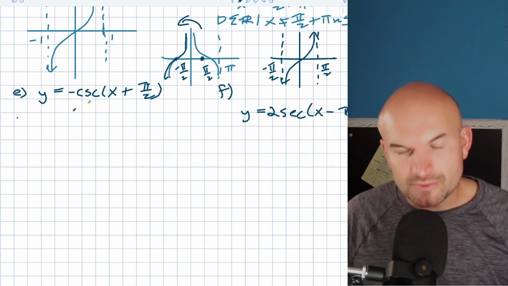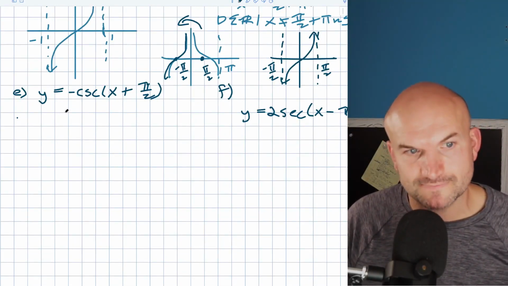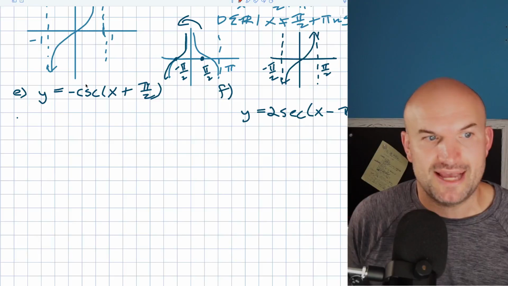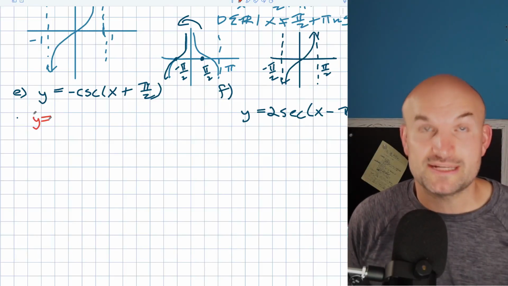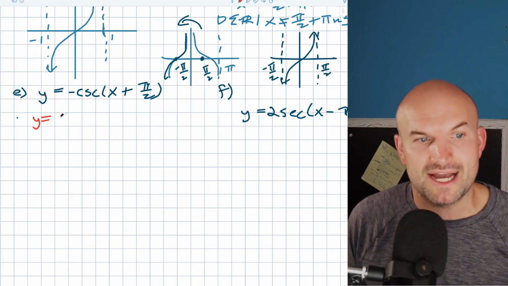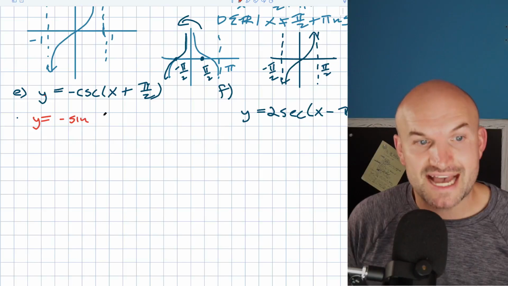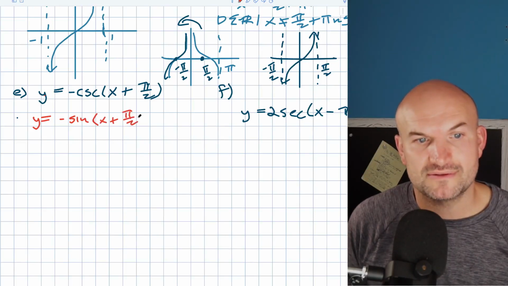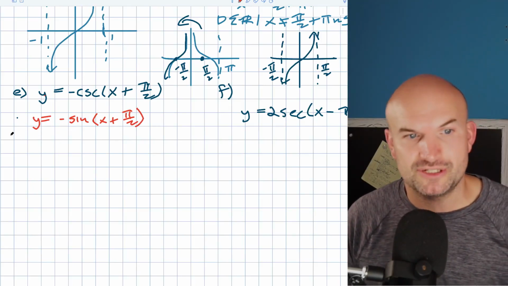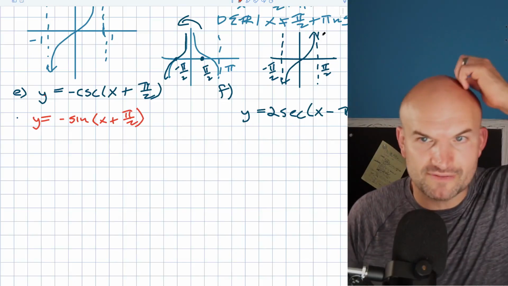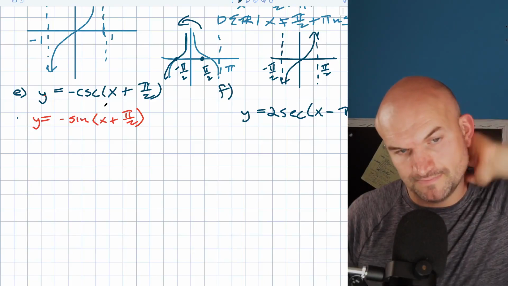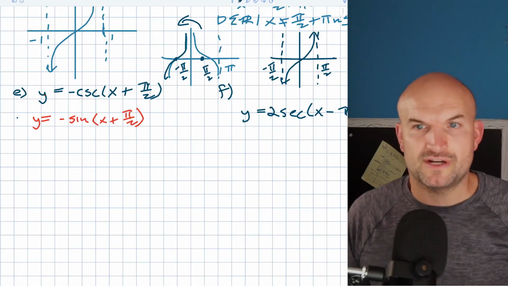When you're dealing with the reciprocal functions, these can be kind of tricky. So what I always like to do with my students is tell them, hey, why don't we just go ahead and graph the reciprocal function of these functions, the sine and cosine. So y is equal to negative sine of x plus pi halves. What would that graph look like? Let's go and graph it, and then we'll figure out that information.